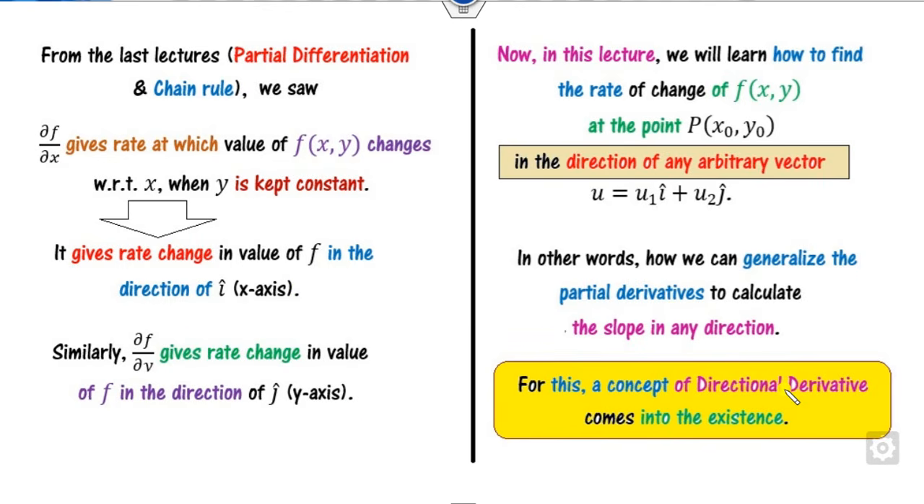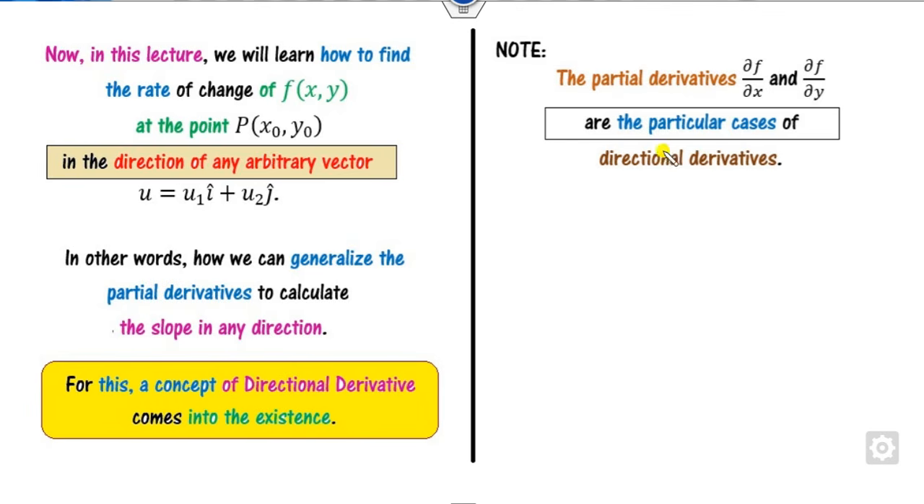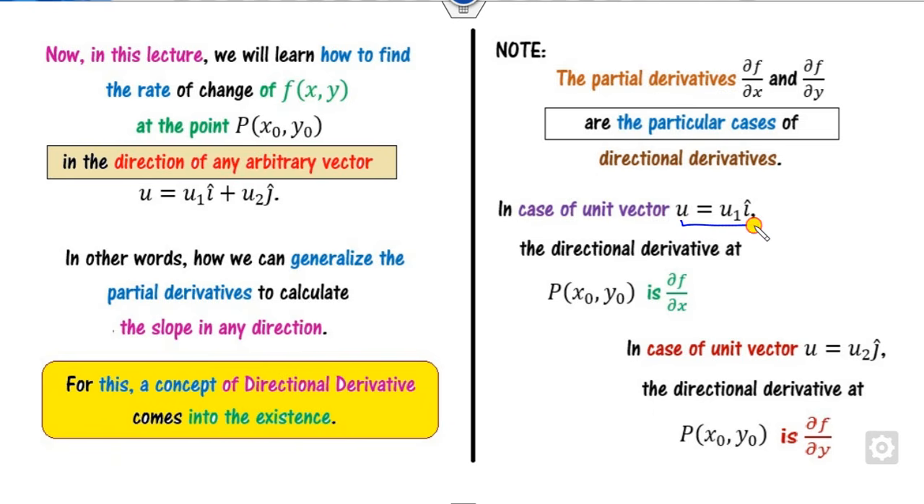So how can we define this directional derivative? By the definition, we will try to expand into an arbitrary direction. It means the partial derivatives with respect to x and y are particular cases. What is the meaning of that? If I consider u as i cap, that is along the x-axis, then the directional derivative is nothing but the partial derivative with respect to x. On the other hand, if I consider u as u2 j cap, that is on the y-axis, then it will give the partial derivative with respect to y.